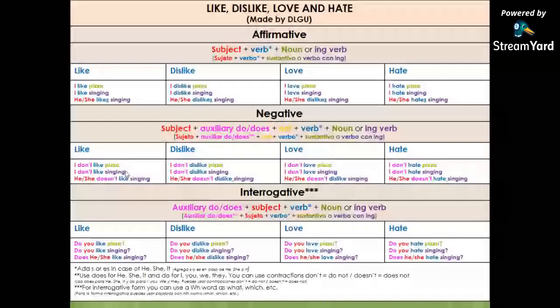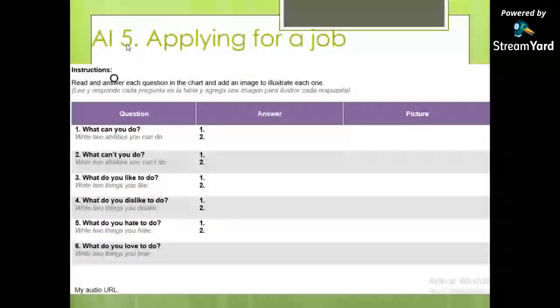So you can use this resource in order to complete your activity number 5, because you need to use the verbs like, dislike, hate, and love. And after that, you are going to record an audio. Remember that your audio has a maximum recording time of 1 minute with 30 seconds.